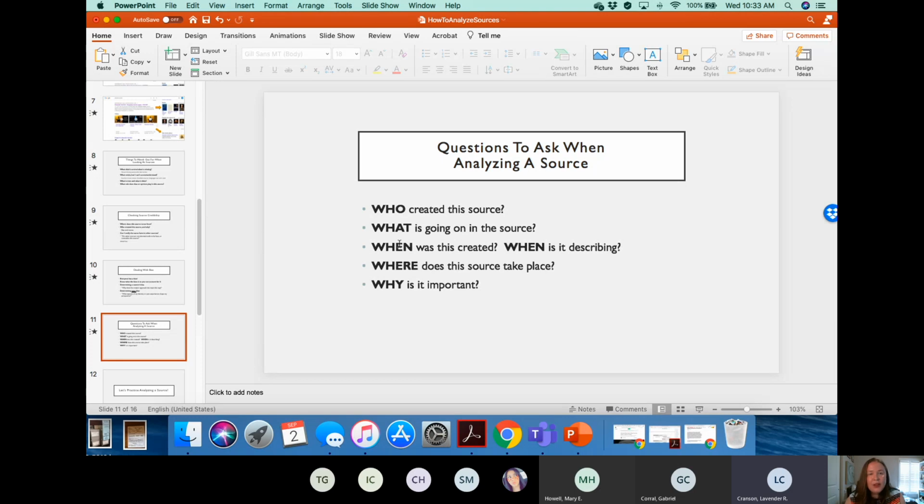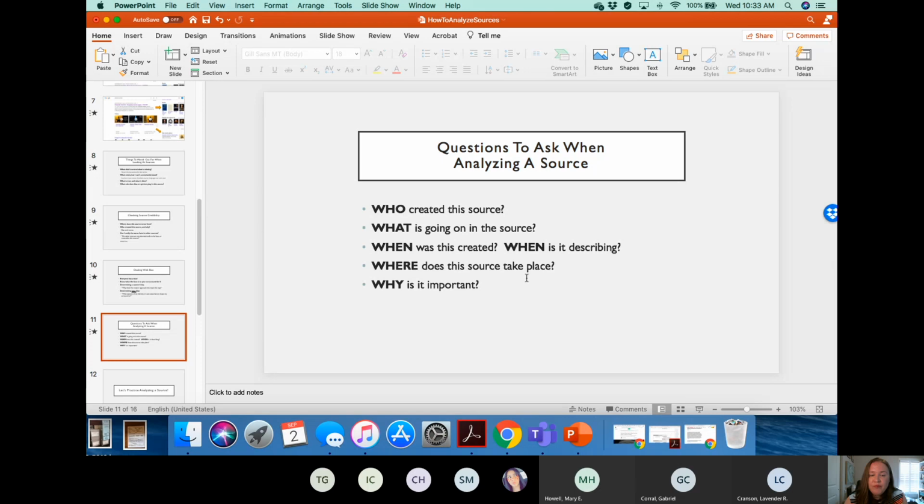Right, exactly. So that way you can determine, is this a primary source? Is it a secondary source? That's why asking both when was this created and when is it describing are questions that help you determine, is this a primary source? Is this a secondary source? Good job. Where does this source take place?